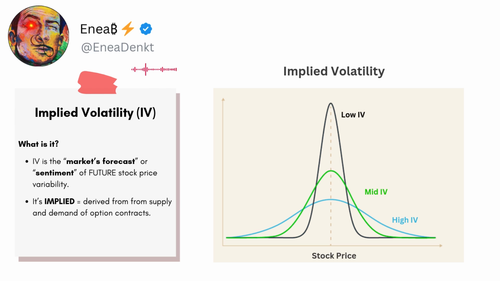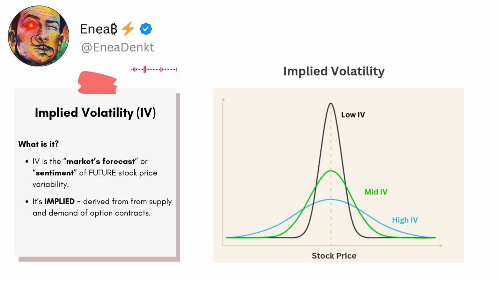So what is implied volatility? Implied volatility is a measure of sentiment of the market, and it tells us how much the market expects the price of a stock to move in the future. It's implied because, as the name says, it's derived from the supply and demand of the options of an underlying.